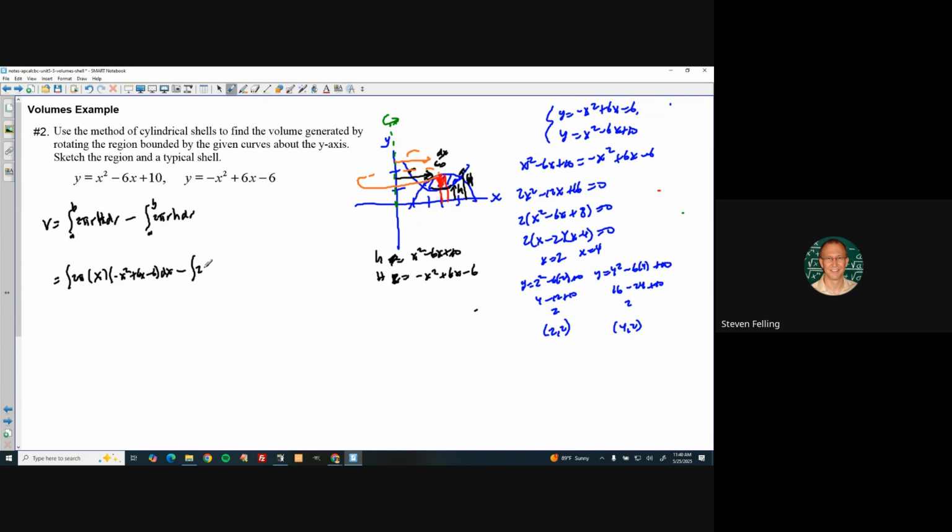Minus integral 2 pi. We'll skip the r for a second. The little h is x squared minus 6x plus 10 dx, and that's x. And then we have to cover this in x. So we're going to go from this x to this x, so that's from x is 2 to x is 4 for both these integrals. This is the integral setup. And if you do math 9, you end up getting 50.265.